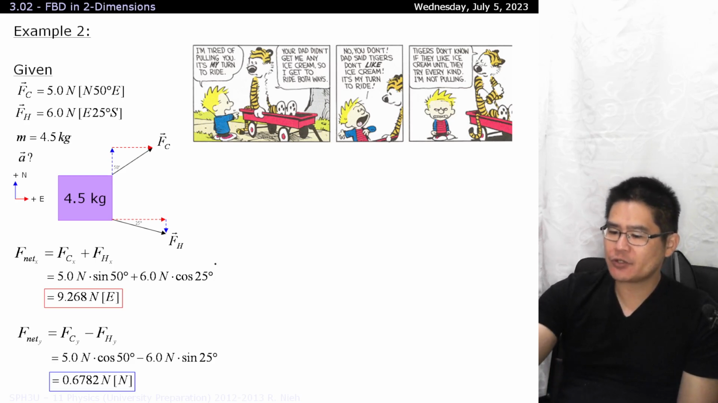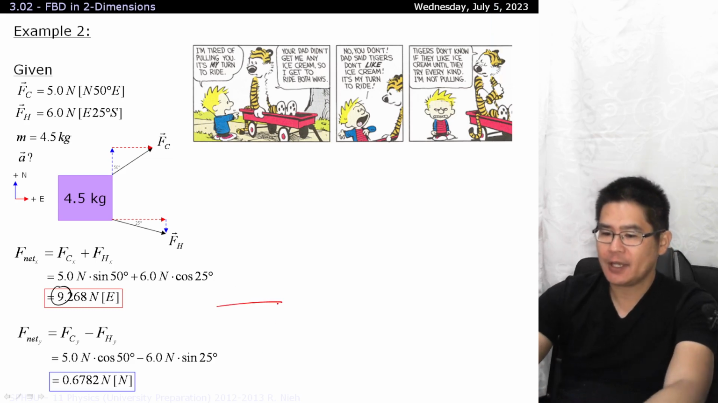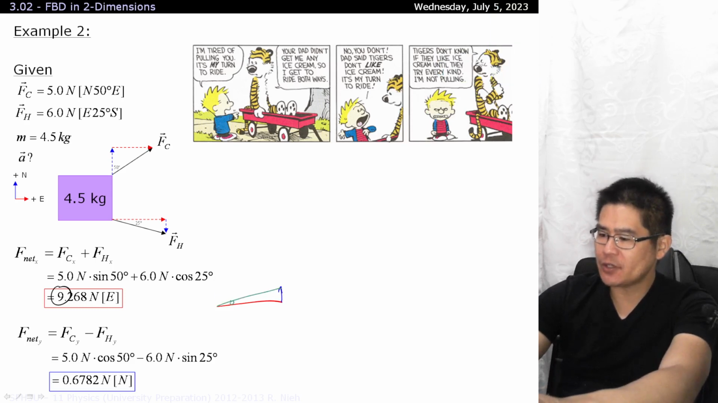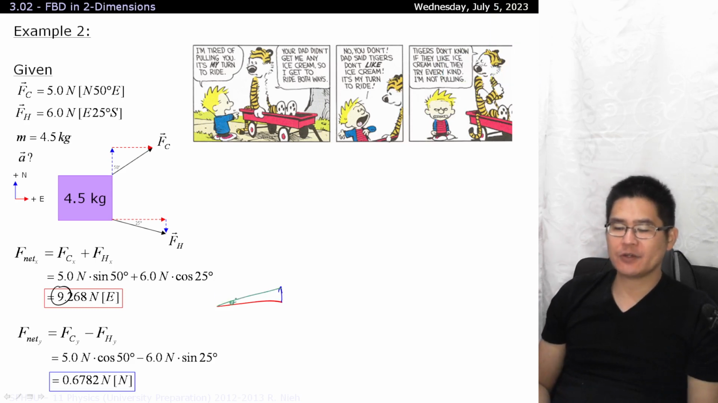You probably want to draw another triangle. You'll see that this triangle has a very long horizontal component and a very short vertical component. That way, when you solve for the angle, if you draw the triangle like this, expect it to be a very small angle, definitely less than 45 degrees. Okay, remember to use the correct notation.